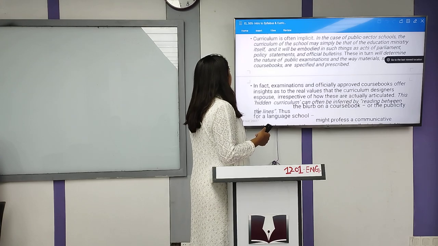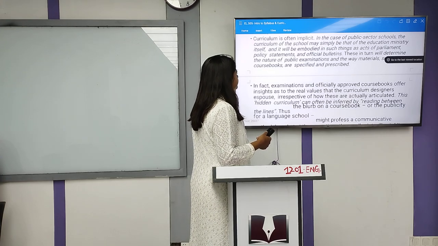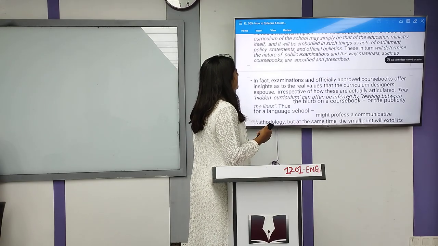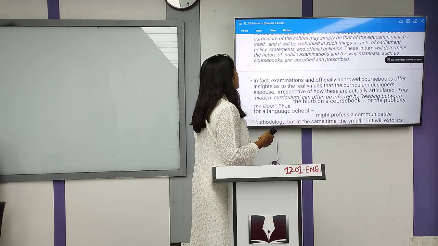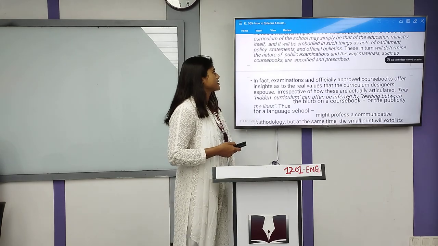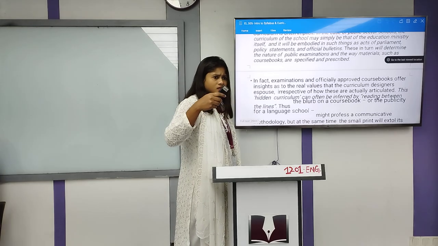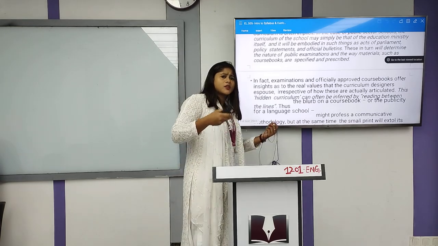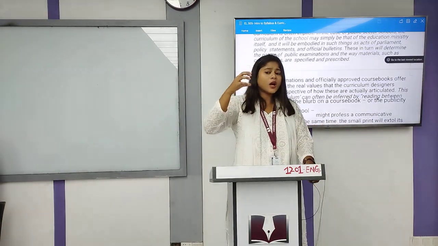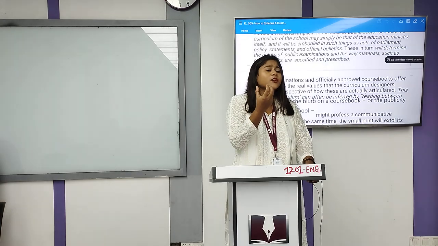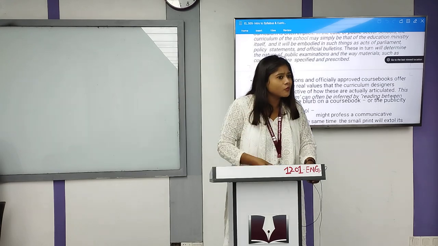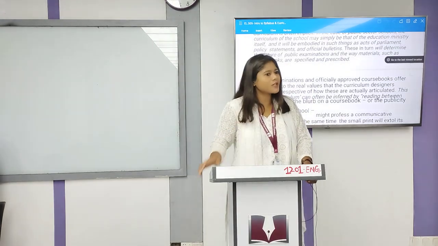This in turn will determine the nature of public examination. And the way materials such as course books are specified and prescribed. So this in turn will determine the nature of public examination. তাই না? কারিকুলাম কি নেচার কে করবে না যে because you are designing a syllabus or designing things, there will be also somehow these ideas how you have a particular outcome that you want your students to achieve. So you have to evaluate it whether they have achieved this particular outcome or not, তাই না?